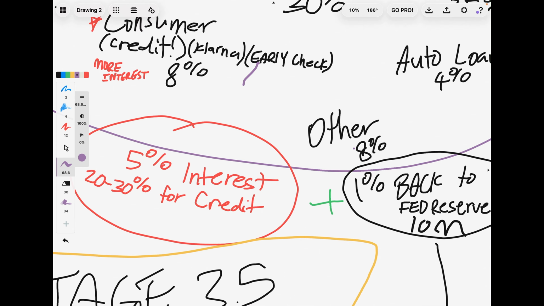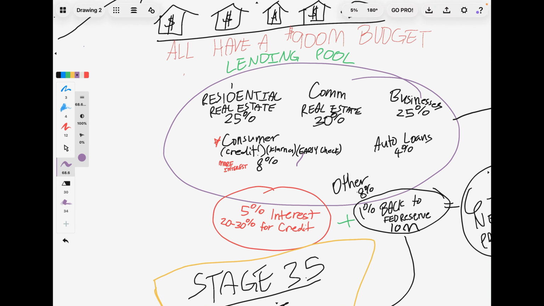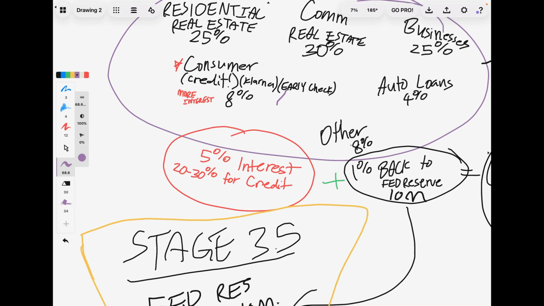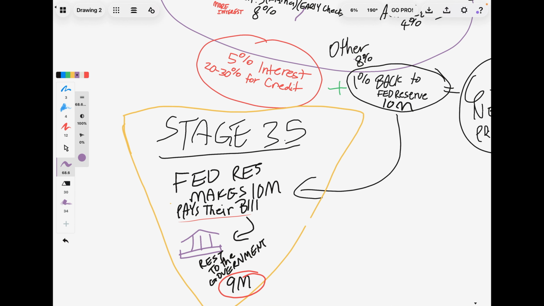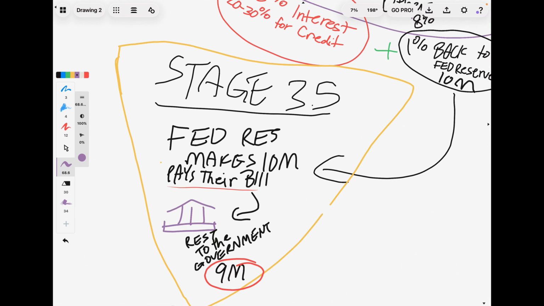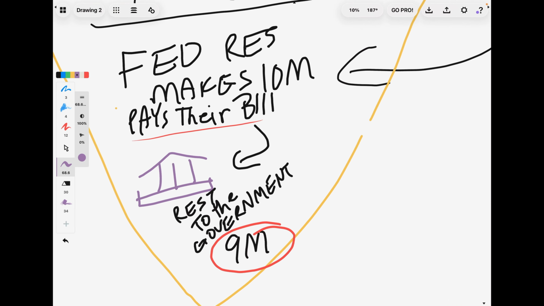So, here's what the banks get off of that 900 million that they just lent. 5% interest charged on all the others except for consumers, consumer credit, Klarna, all that. 20 to 30% interest for credit, fees and interest. So this is going to be anybody who's late on the credit stuff or didn't pay in full. Then 1% goes back to the Federal Reserve. Let's say 10 million. So Federal Reserve gets $10 million paid back.